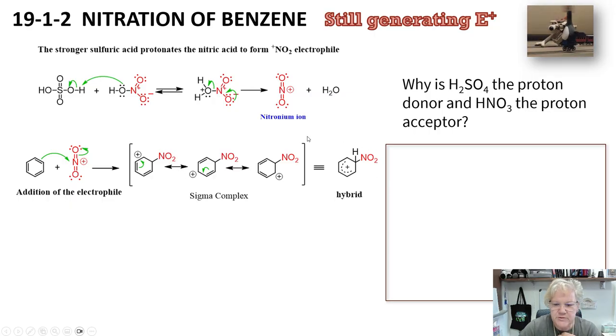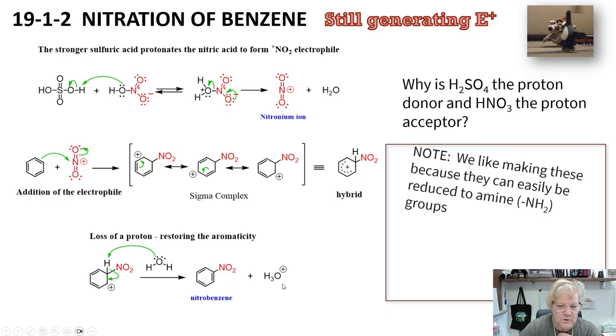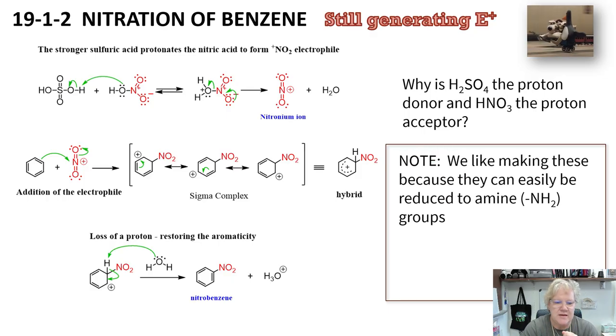Also, I wanted to note that sometimes when you see online, instead of the three resonance structures written out like this, they just show that the positive charge can be distributed around the ring, and this is how they draw that hybrid. Okay, so our second step, our fast step, is the loss of a proton. Water in this case is acting as our Lewis base. We're pulling this hydrogen off of here, throwing those two electrons back into the ring to give us nitrobenzene and hydronium.